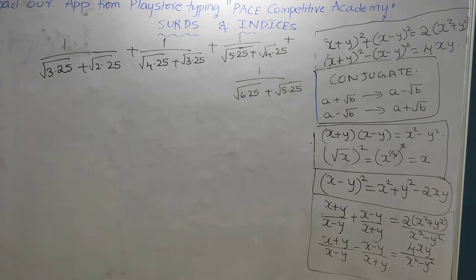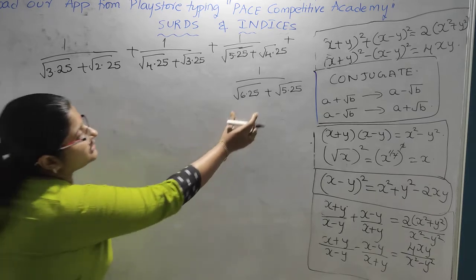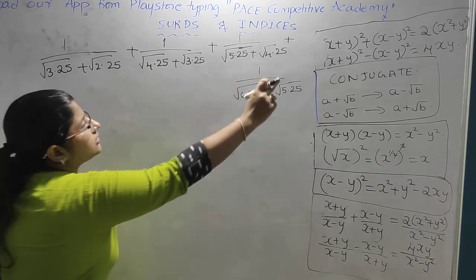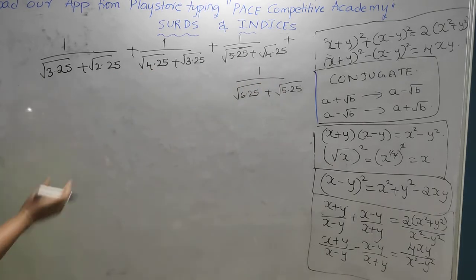The same model but with decimal values. 1 by root over 3.25 plus root over 2.25, plus 1 by root over 4.25 plus root over 3.25, plus 1 by root over 5.25 plus root over 4.25, plus 1 by root over 6.25 plus root over 5.25 is given. We need to solve this. From the previous shortcut, all the differences are equal to 1, so we can apply the shortcut.